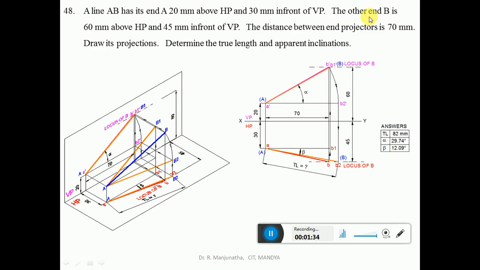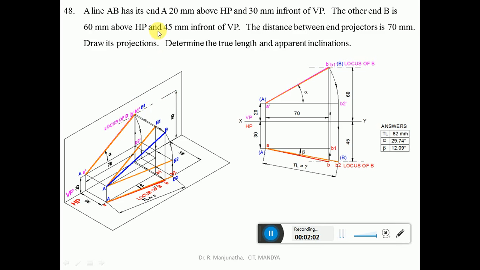Next, the other end B is 60 mm above HP. When you look from the front view, you can see that the distance of 60 mm above HP is seen in the vertical plane. So when it is projected, it will be seen in the vertical plane, and then you draw a dash-dot line which will be the locus of B in the front view.